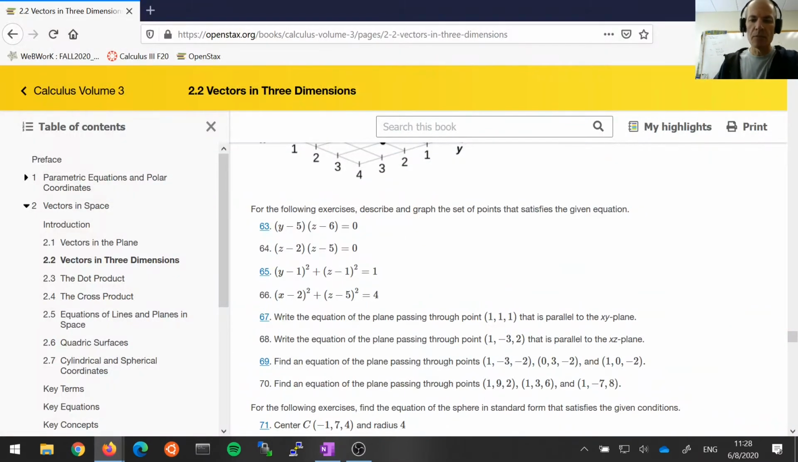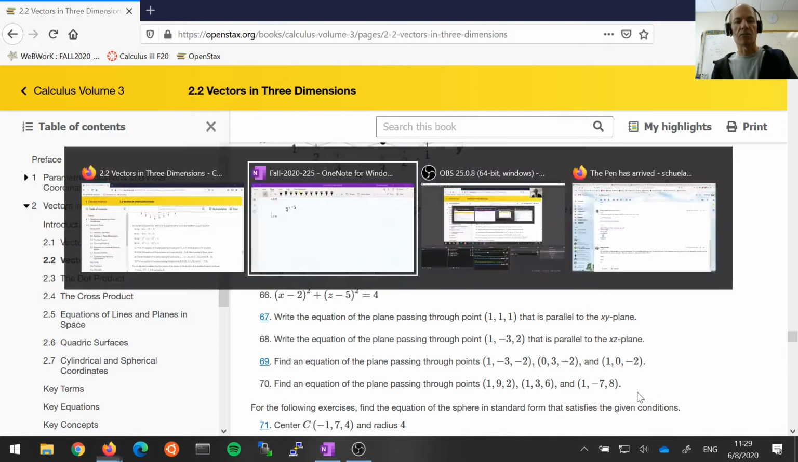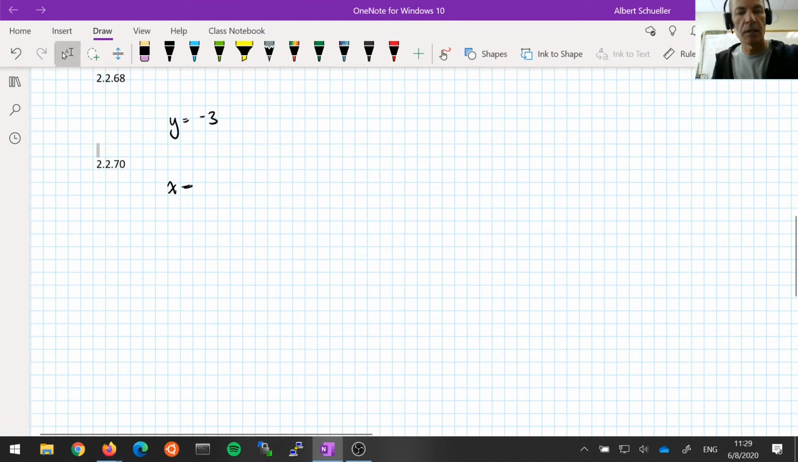Problem 70. Find an equation of the plane passing through the points 1, 9, 2, 1, 3, 6, and 1, negative 7, 8. Passing through the points in our set idea, one could change that language to containing the points. In other words, these points pass the membership test of whatever this equation is. If you look at these points, you notice that in each case the x-coordinate is 1. So if we chose the plane x equals 1, we would have the equation of the plane that contains these 3 points because they all pass that membership test. What kind of plane is that? That's a plane that goes through the value x equals 1 on the x-axis and is parallel to the yz plane.